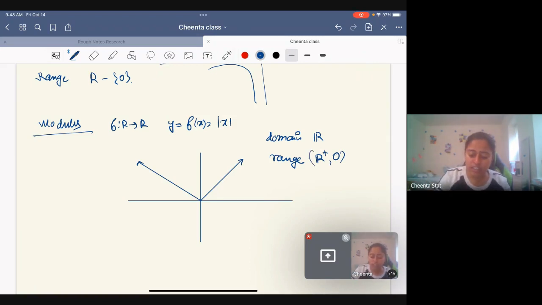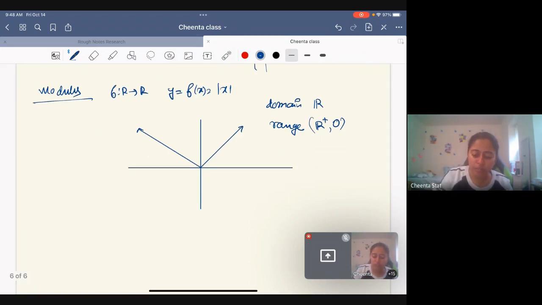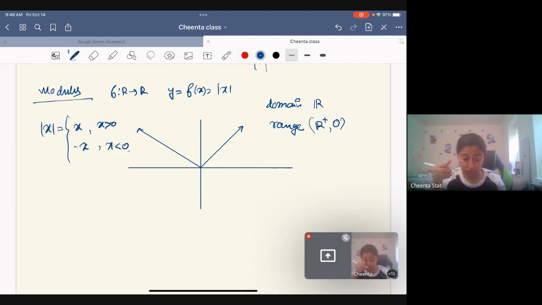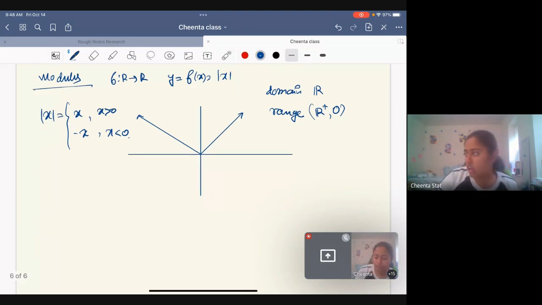Because it is also a function. And by the way, there is a great definition of this function. Mod x equals x when x is greater than 0. Mathematically we write it like that, and minus x when x is less than 0. This is the definition of mod x. So whenever you get something under mod, you need to consider these two cases for drawing and analyzing the function. So this is also done.